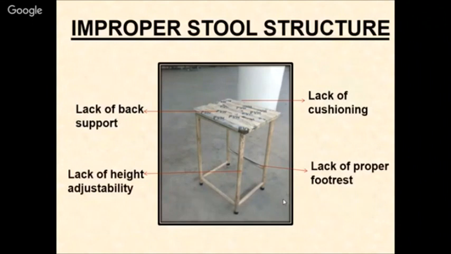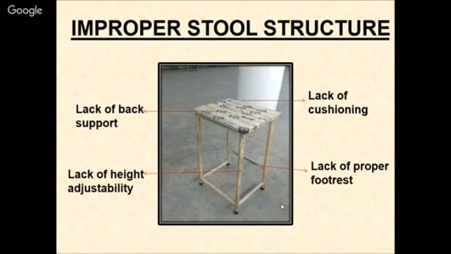Okay, so if we see the stool on which the workers operating the machine were sitting, just see the stool which they were using. It doesn't have any back support. This stool was a very simple stool, having no back support, no cushioning. It was a very hard surface. Lack of height adjustment for everybody. They were given the same type of stool. Lack of proper footrest. For footrest only these rods were provided.